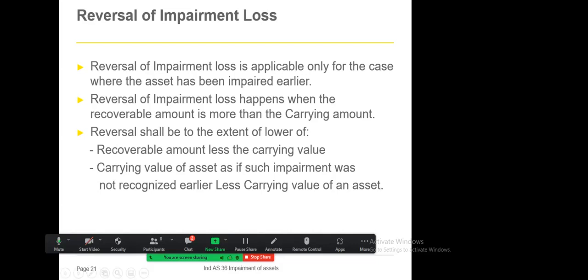And up to what extent will the impairment loss be reversed? The reversal shall be to the extent of the lower of: recoverable amount less the carrying value; and the carrying value of the asset as if such impairment was not recognized earlier, less the carrying value of the asset as of today. So you need to calculate the lower of these two, and up to that amount, the reversal will happen. That means you need to increase the value of the asset up to this extent.